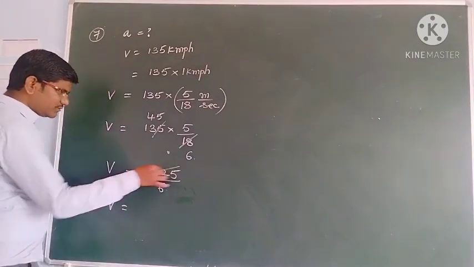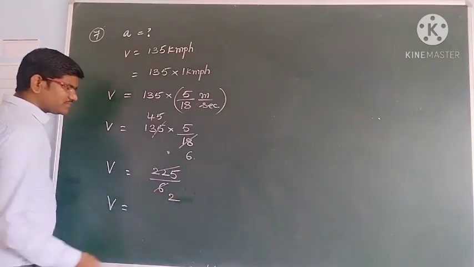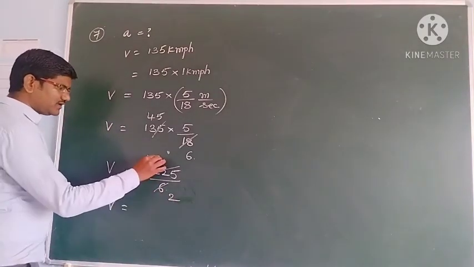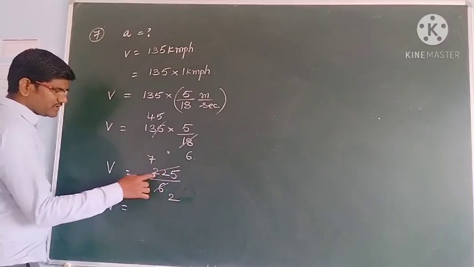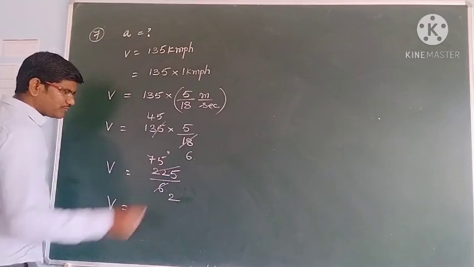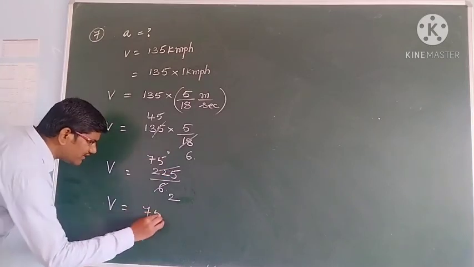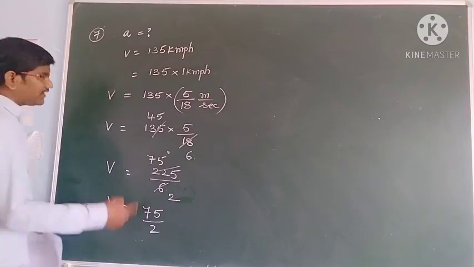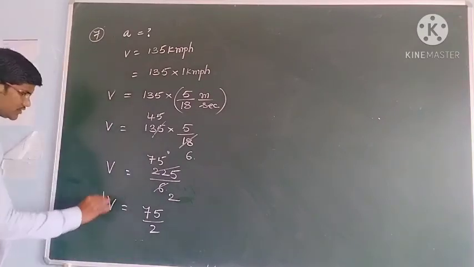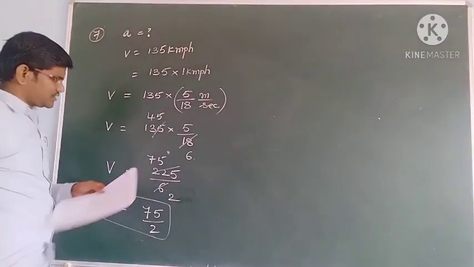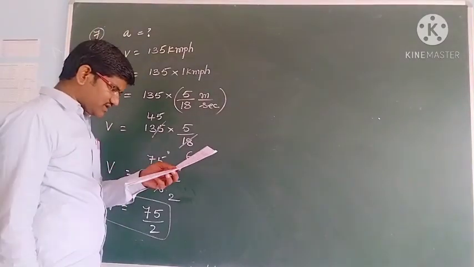Again it is divisible by 3. 3 sevens are 21, and 3 twos are 6, 3 fives are 15. So you have 75 by 2. So 75 by 2 is the final velocity. We have to find the acceleration.